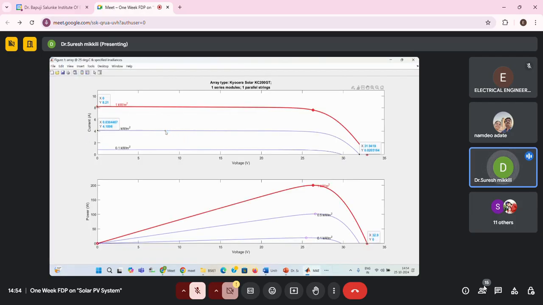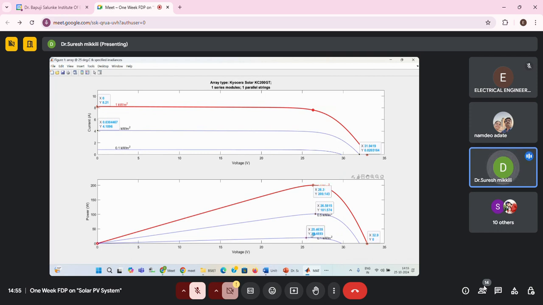When we have changed that to 500 watt per meter square, even 100 watt per meter square, that means 100, 500, 1000 watt per meter square. When you vary the irradiance on the panels, what happened? Drastically, the current values are changing. Drastically, the powers also changed.